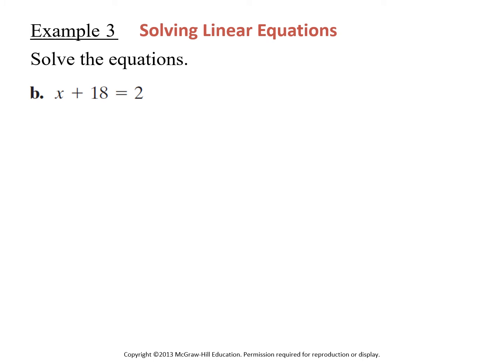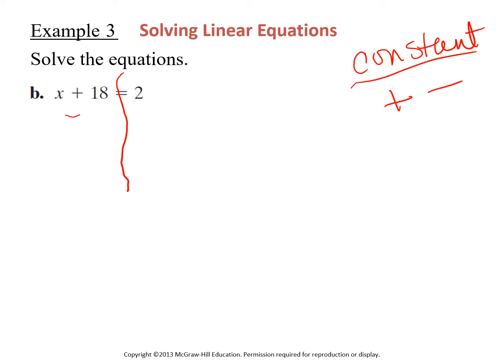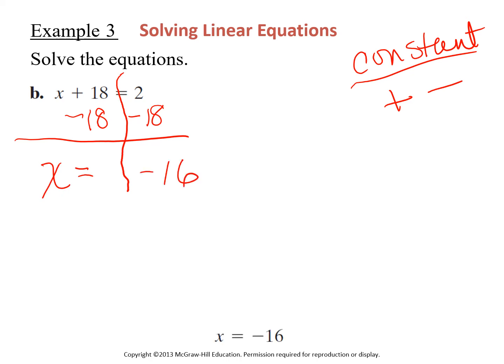x plus 18 equals 2. So now I want to get x by itself, and I want to get rid of a constant. So to eliminate constants, we use addition and subtraction. To eliminate coefficients, we use multiplication and division. So here I will subtract 18 from both sides of the equation to eliminate the constant, and my solution is x equals negative 16.